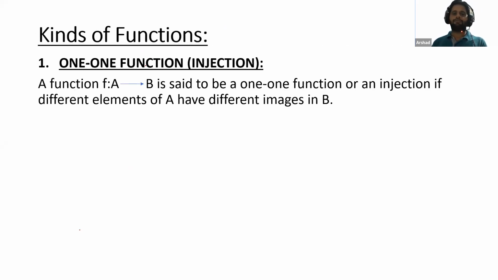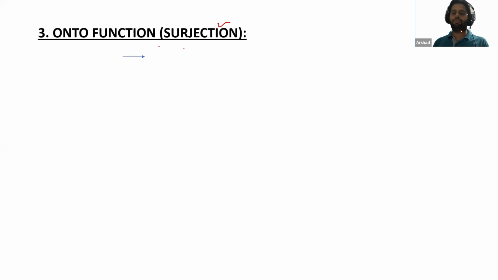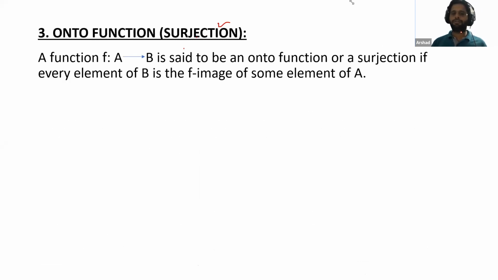For example, one-one function is also called injection. So learn this name also. This onto is also called surjection. So please remember this name also. Now we will check the definition. Again, the same symbol, you know this: a function f from A to B is said to be an onto function or a surjection if every element of B is the f image of some element of A.